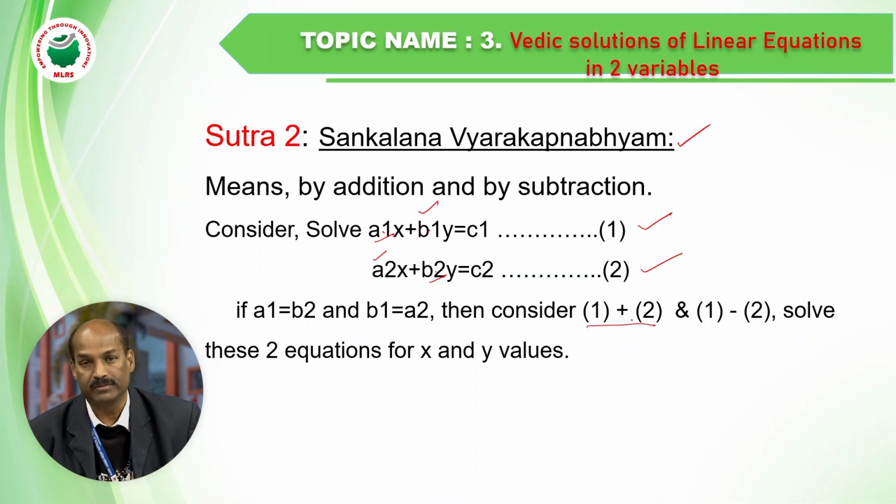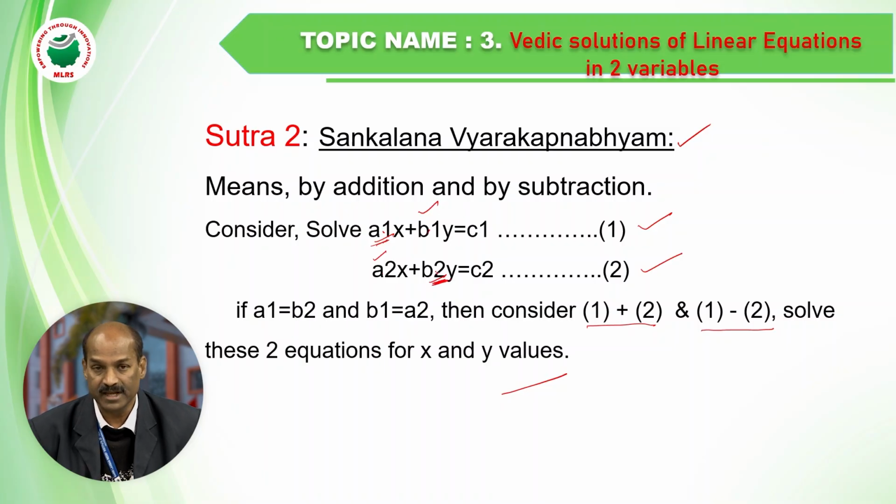So if A1 equal B2 and B1 equal A2, then add 1 plus 2 equation. And next subtract the equations 1 minus 2. Then we will get two simple equations and solve them. We will get x comma y. So once again I am reminding you that this sutra is applicable only when A1 equal B2 and B1 equal A2. That is, the coefficient of x in the first equation must be equivalent to the coefficient of y in the second equation. Similarly, in the first equation, coefficient of y must be equivalent to the coefficient of x in the second equation. So that is the condition here.